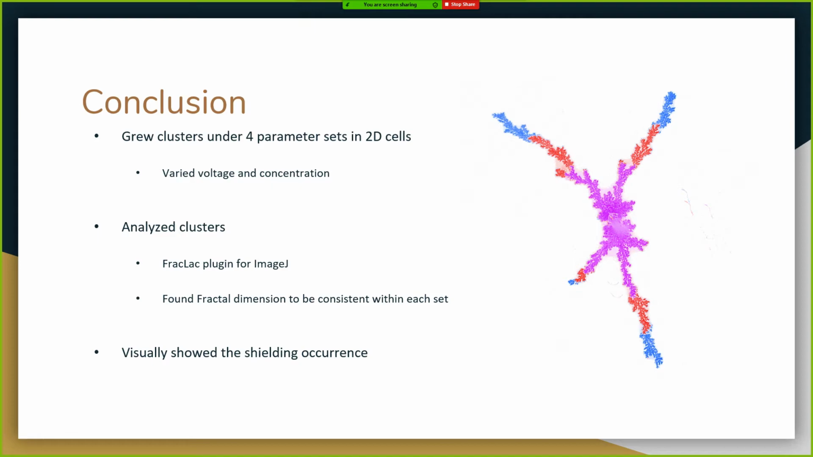I kind of ran out of time to actually look at it, other than this is the lacunarity. Not quite sure if it makes sense, but it's able to get those numbers at least. And I was able to visually show this shielding that occurs with these pretty pictures. So yeah, that's mostly it. Were there any questions?